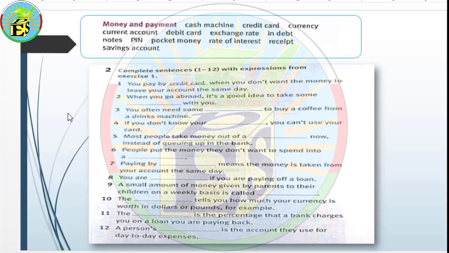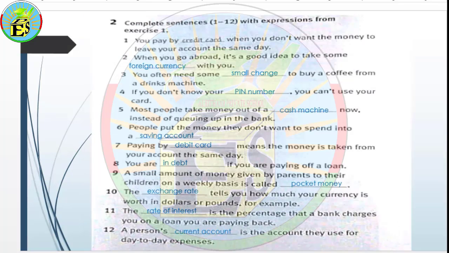Have you finished? Let's check your work. Number 2. When you go abroad, it's a good idea to take some foreign currency with you. Number 3. You often need some small change to buy a coffee from a drinks machine. Number 4. If you don't know your PIN number, you can't use your card. Number 5. Most people take money out of a cash machine now instead of queuing up in the bank. Number 6. People put the money they don't want to spend into a saving account.